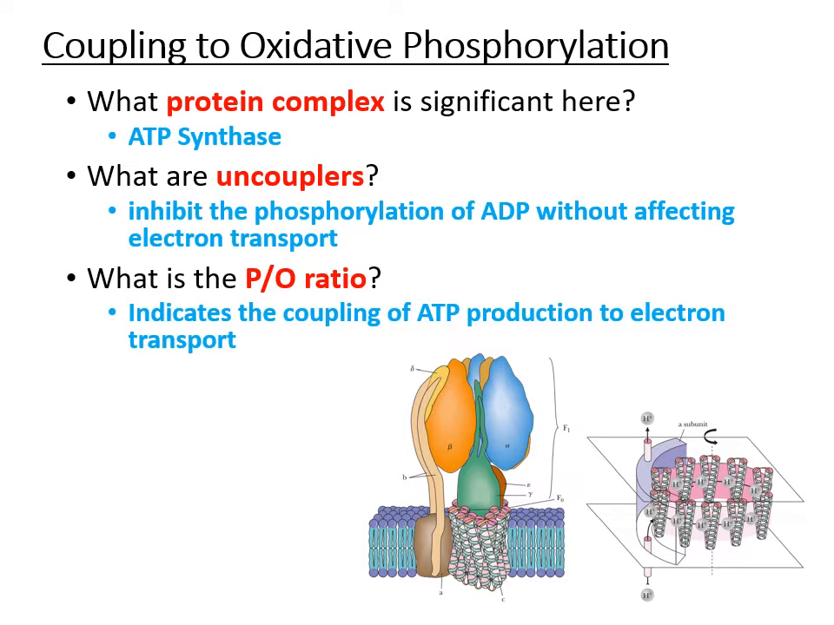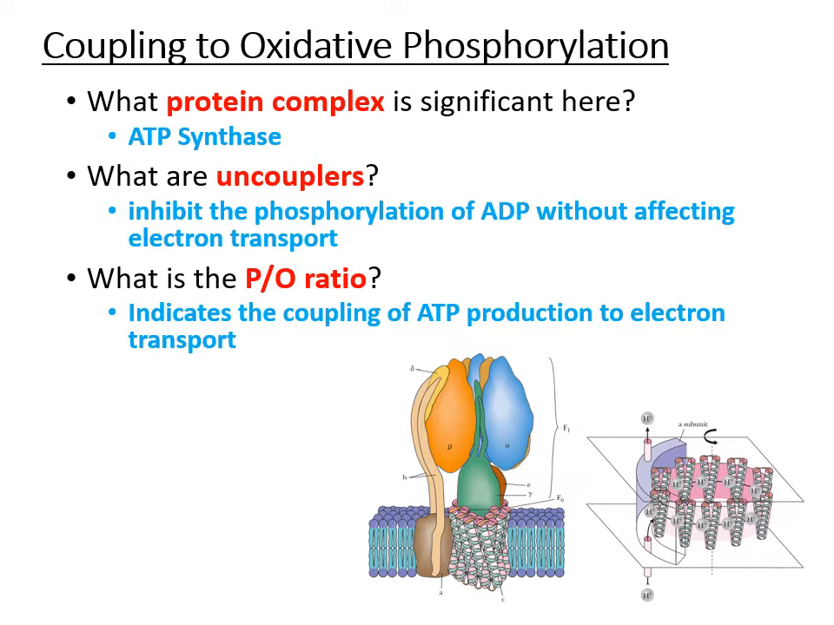And then basically when you have the uncouplers present, you'll have oxygen still getting reduced to H2O. You'll have electrons moving along the electron transport chain, but you will not have ATP produced. And then once you remove the uncoupler, then ATP synthase will link back up to the electron transport system.